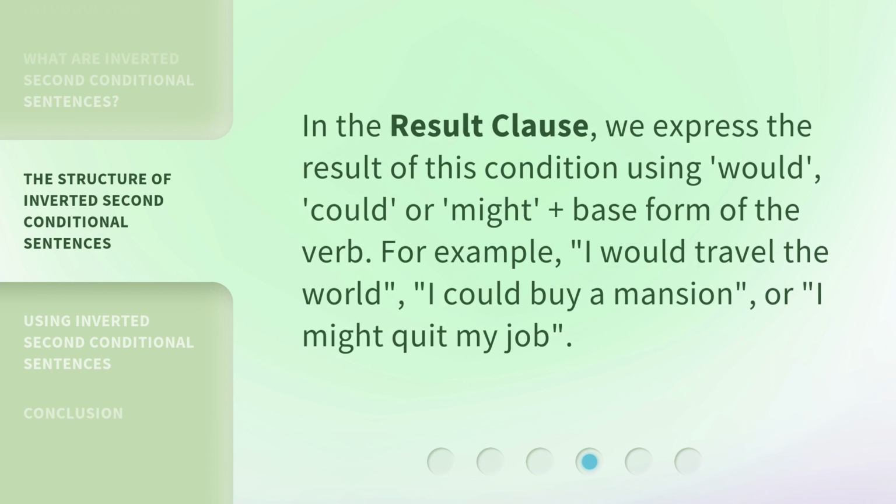In the result clause, we express the result of this condition using would, could, or might, plus base form of the verb. For example, I would travel the world. I could buy a mansion, or I might quit my job.